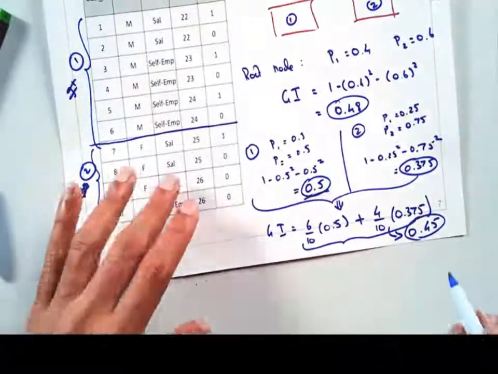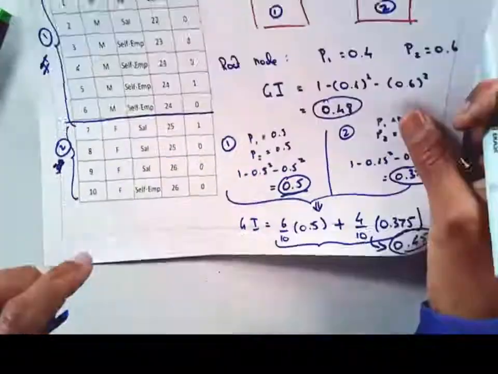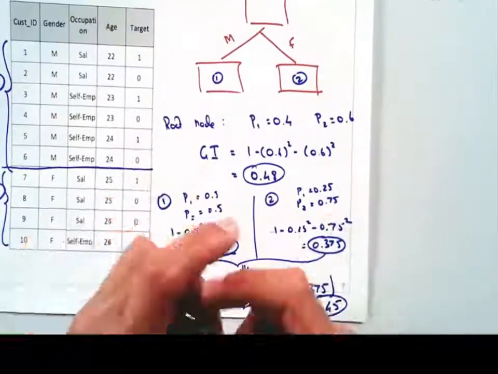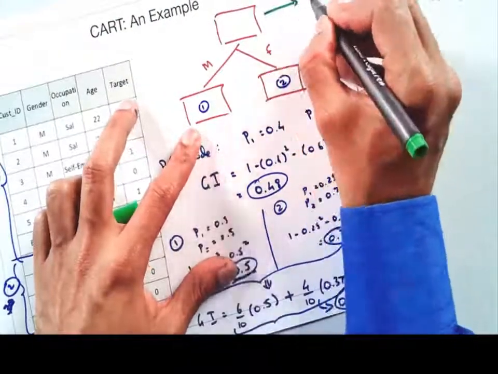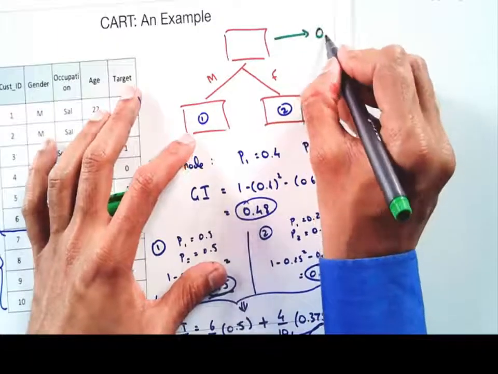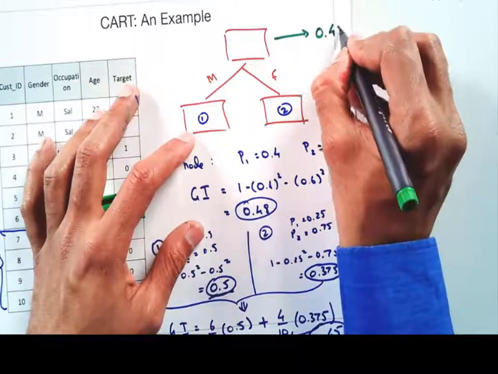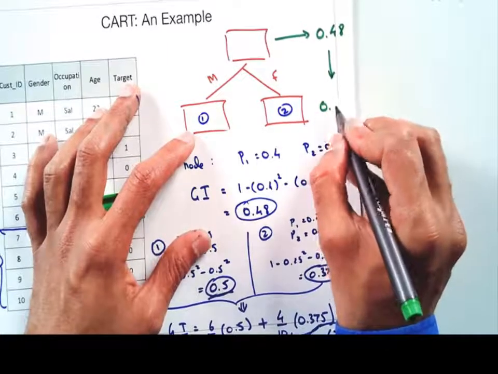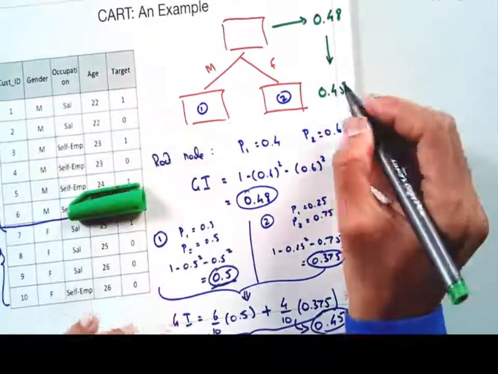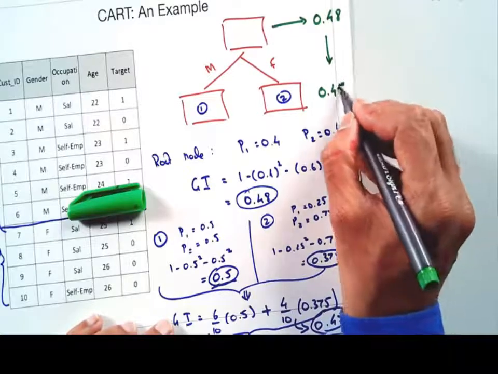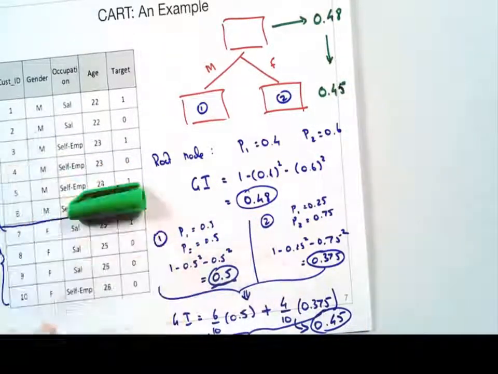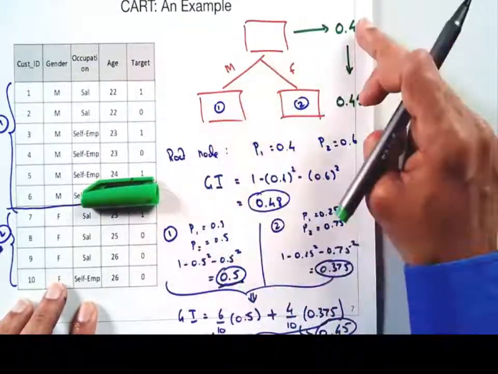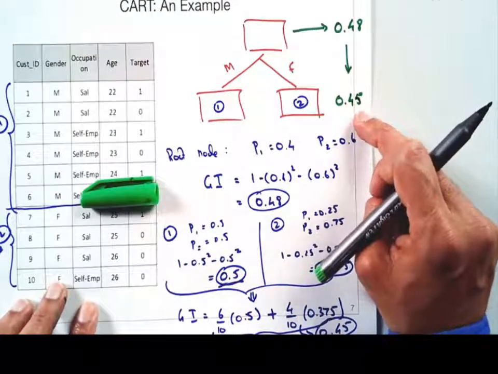So by splitting, let's write this down properly. By splitting, I started with 0.48, and by splitting, I got it down to 0.45. That's definitely a gain. That's what people call a Gini gain. So by splitting by male versus female at this top branch here, I did gain a 0.03.